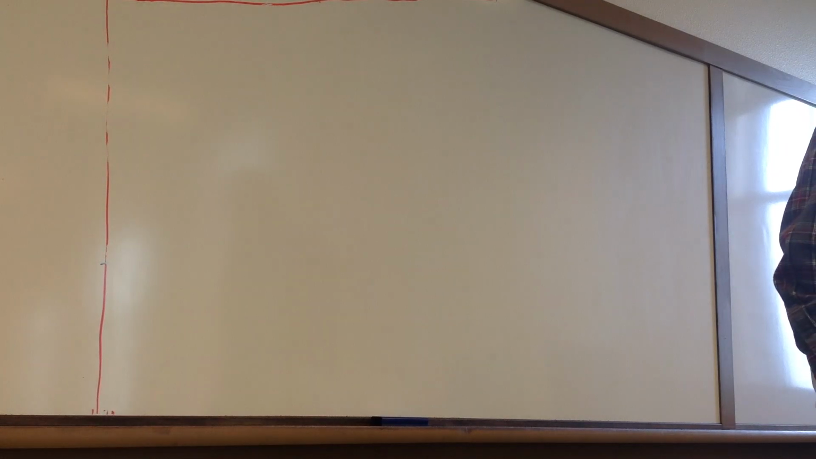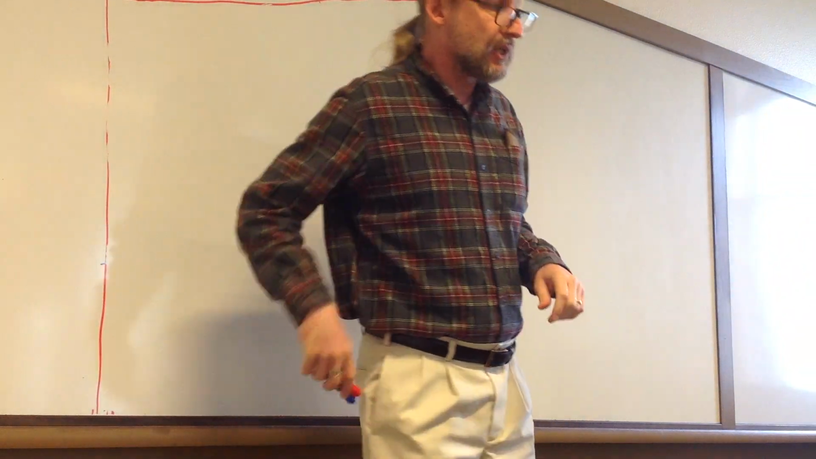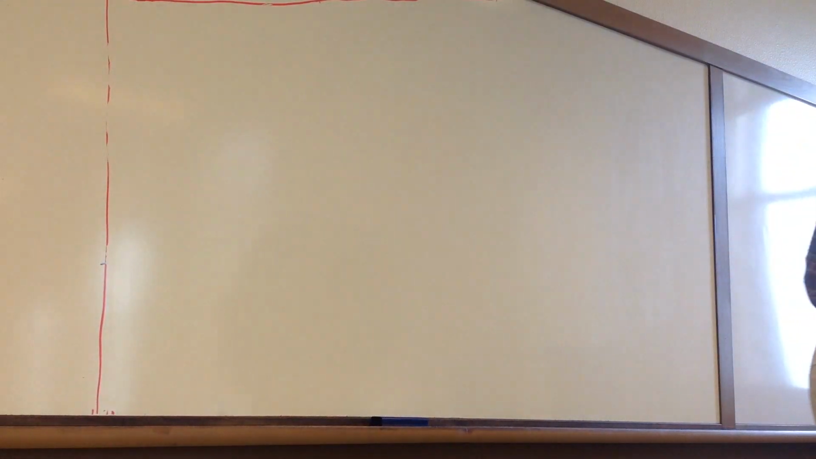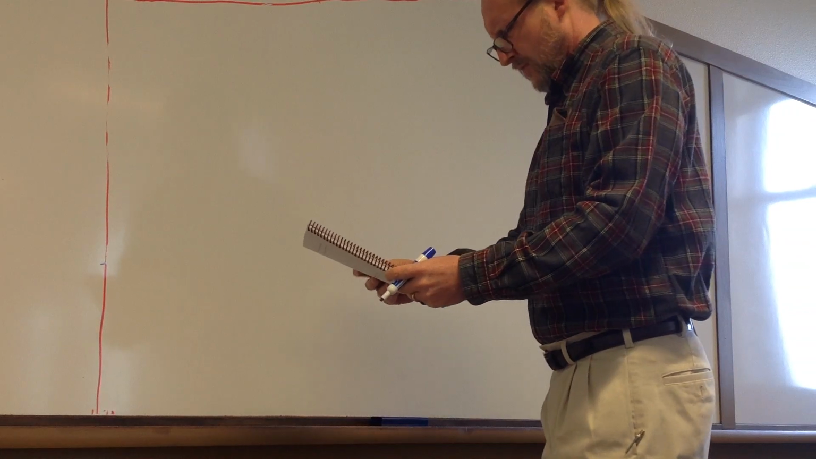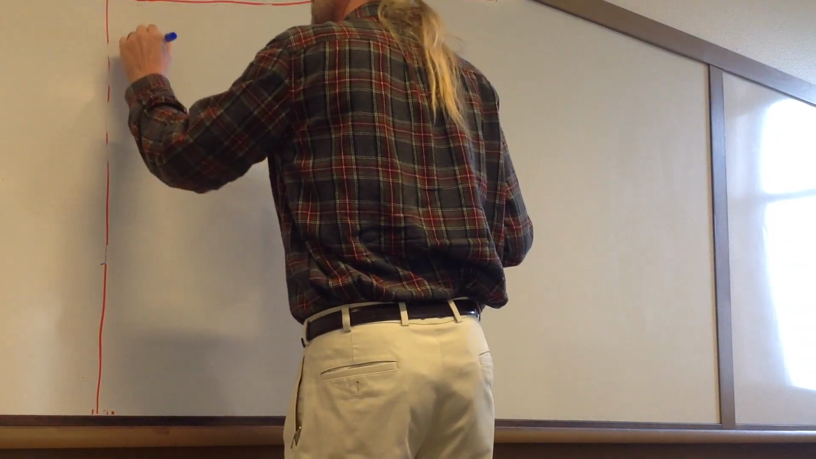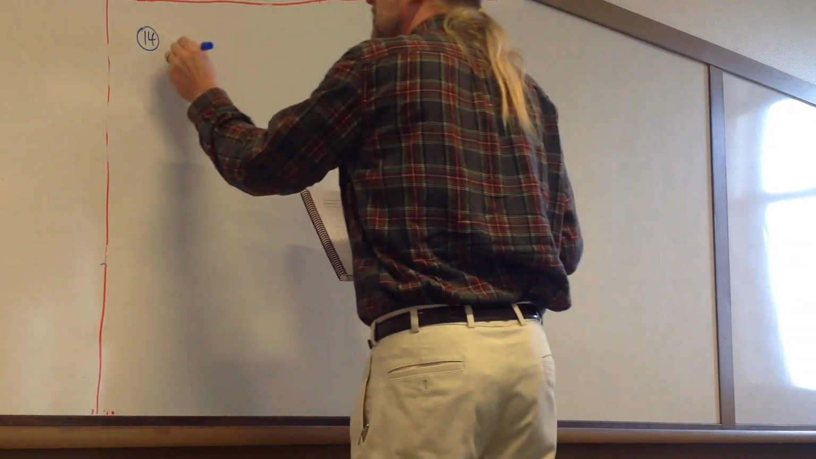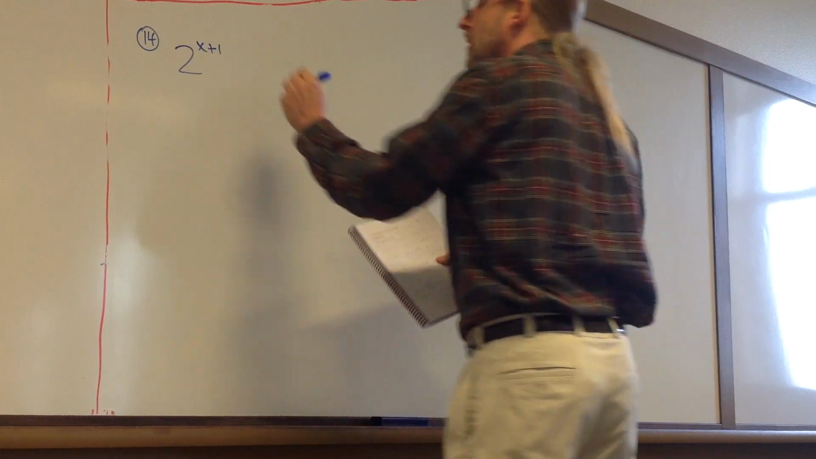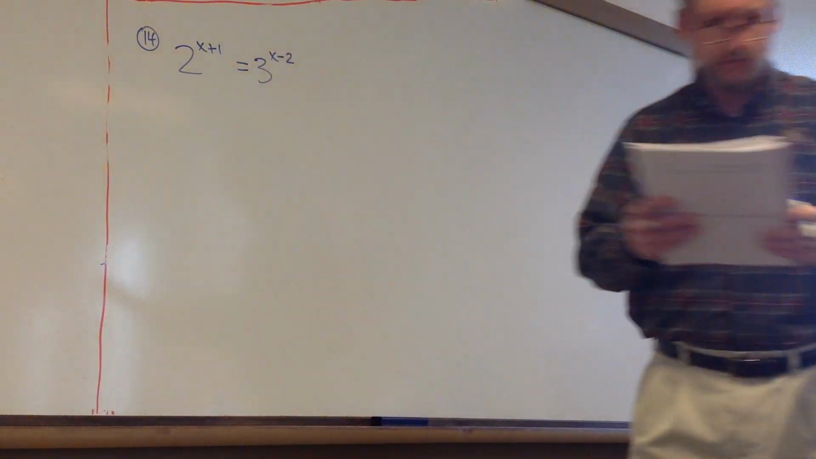Most of those really just had the variable on one side of the equation and not the other. So let's jump in and take a look at some that have variables on both sides. So for instance, 14 I think is a good problem. So here we get 2 to the x plus 1 power equals 3 to the x minus 2 power.